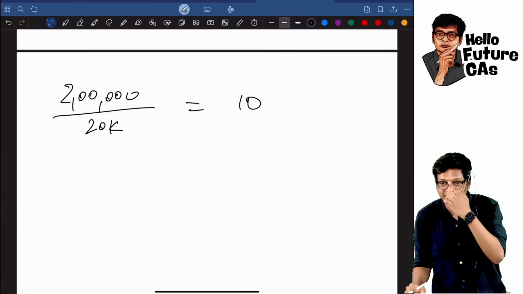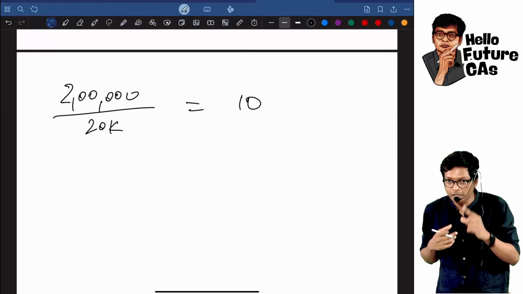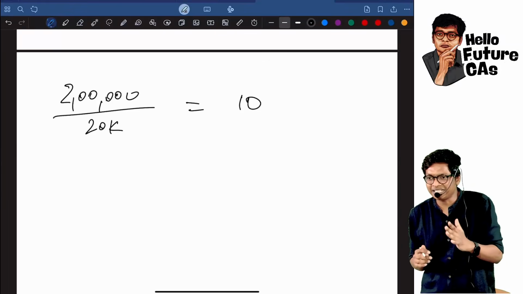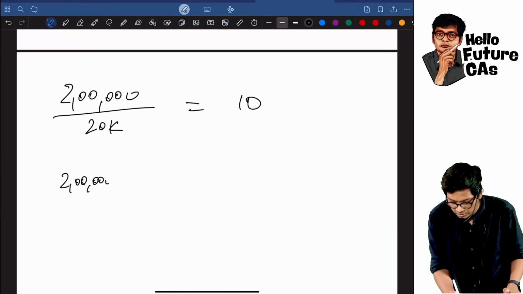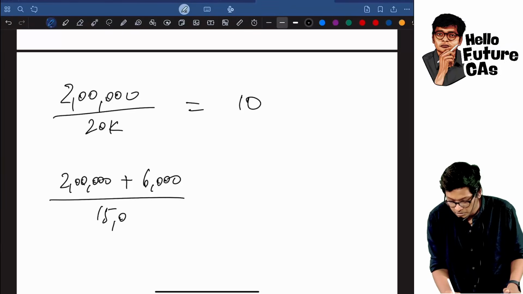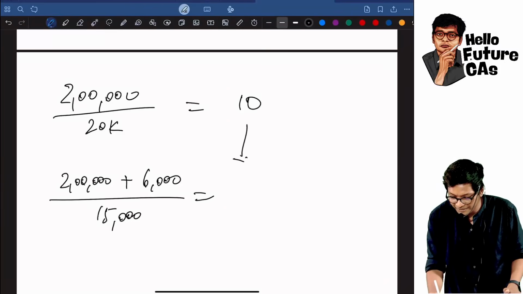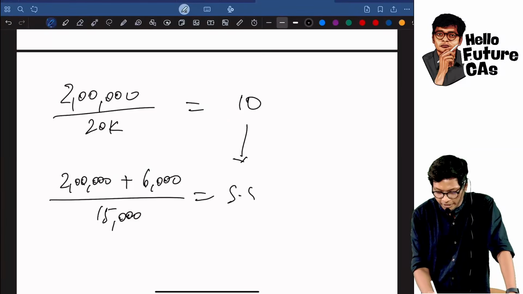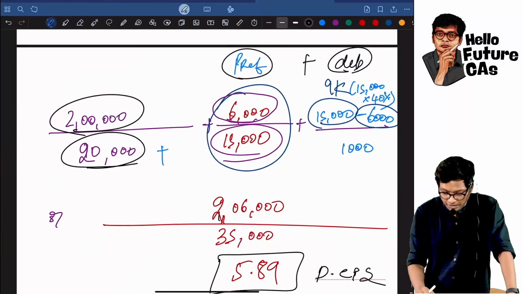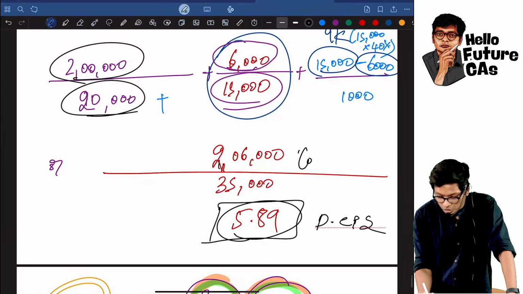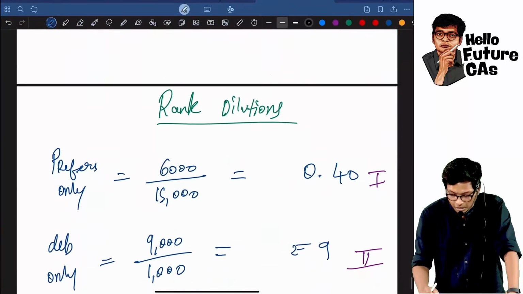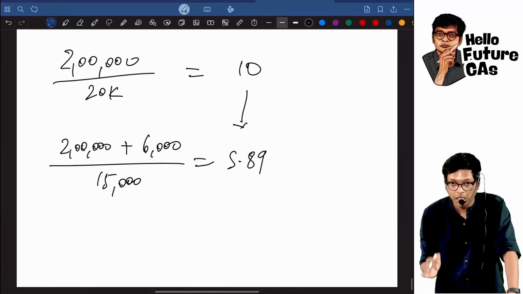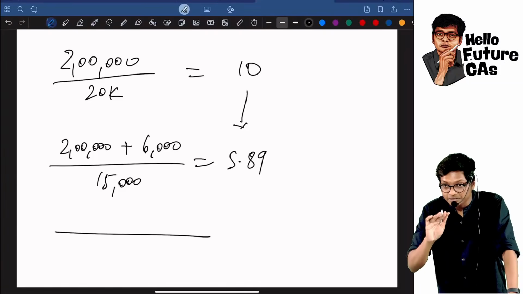Now which you should add first? Preference. I have to add only preference first. The standard tells add individually, don't add in aggregate. So 2 lakhs. Preference numerator is 6,000, denominator is 15,000. Therefore my EPS is how much? 5.89. How, sir? Above also I did 5.89. This is only preference. Do you remember, guys? Only preference. Now what I am doing, look at this. After this, now I am adding preference.